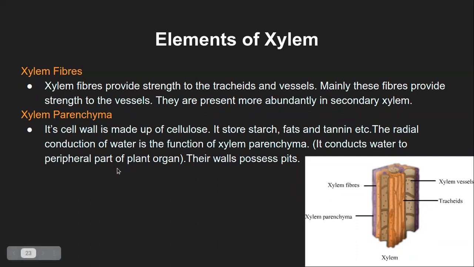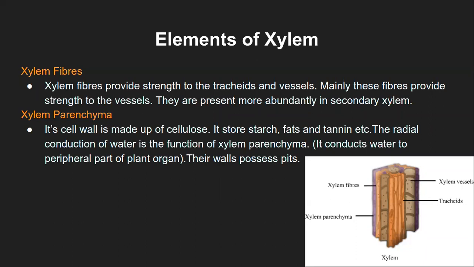Now I will just go over these two and then I will stop for the class. So xylem fibers provide the strength to tracheids and vessels. They are holding the structure of the tracheid and the vessel. Now imagine you have a big plastic water pipe, and you attach an iron rod-like structure to support it.